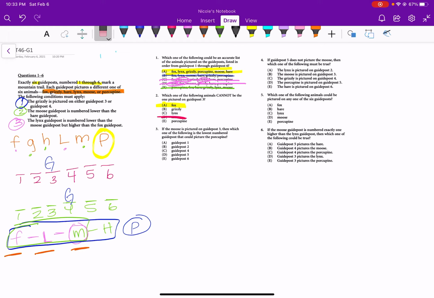Cool. All right. Number 3, if the moose is, oh, this is fun. This is literally what I just tested for you. If the moose is pictured on guidepost 3, then which of the following is the lowest number guidepost on which the porcupine could be pictured? So if we put M here, that means that G has to be 4th. That means F and L have to go ahead of it. And so what's the lowest number that the porcupine can go? 5. Because it could go here and H could go here. So the lowest number possible is 5, and our answer is going to be D.